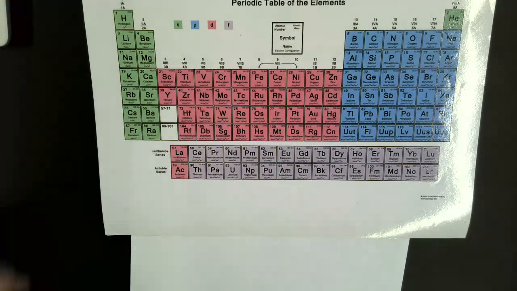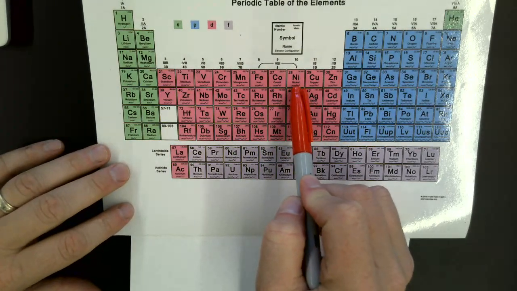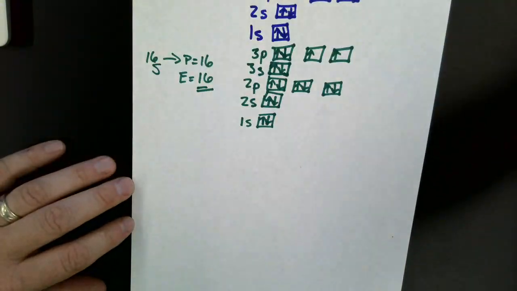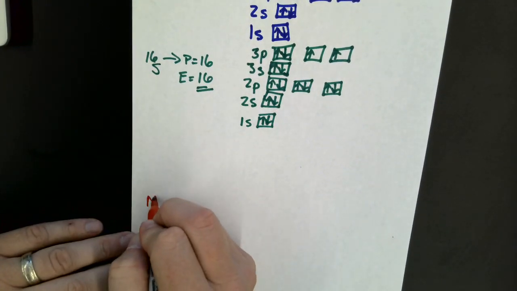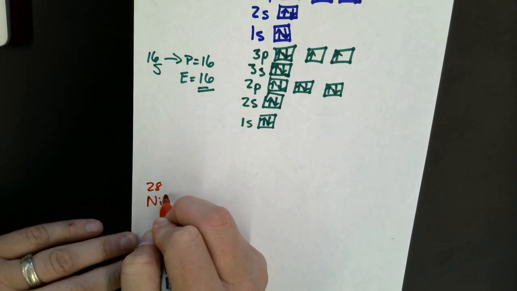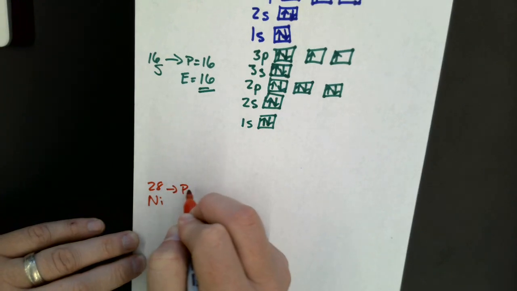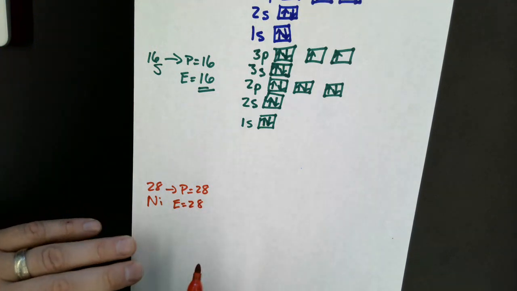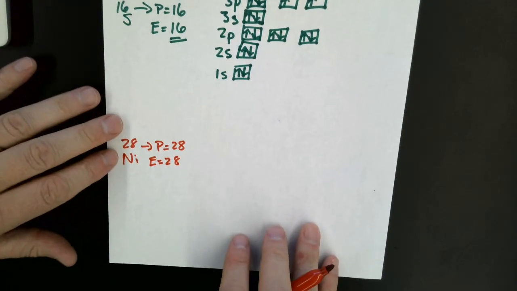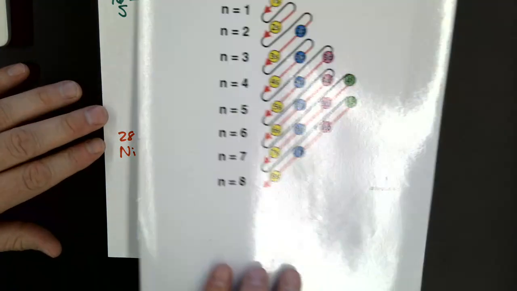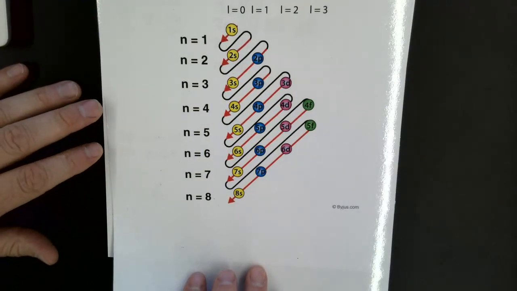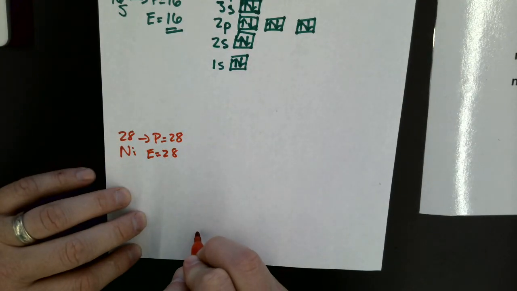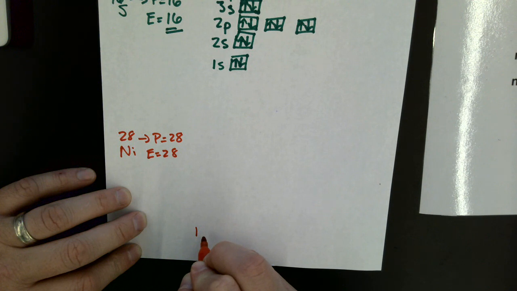All right, for our final one, let's jump into the d orbital so we can see how that's filled out. We're going to choose nickel, and nickel has an atomic number of 28, which tells us that we have 28 protons, but it also tells us we have 28 electrons as well. That's where we're going to start. Again, we're going to follow our chart, 1s, 2s, 2p, 3s, etc., and start to fill up to see what nickel's orbital diagram actually looks like.